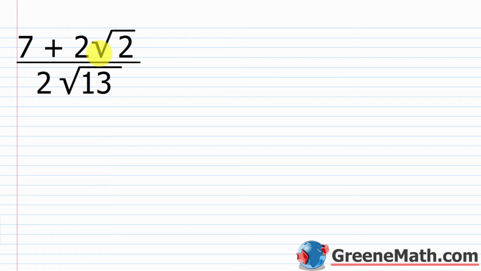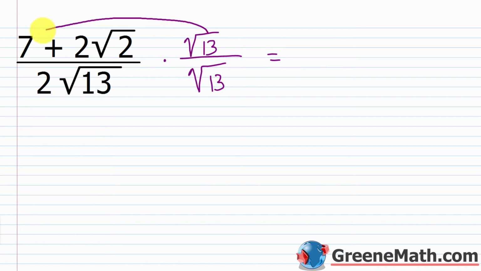Well, all I need to do is multiply the denominator here by the square root of 13. If I do that, I'm going to rationalize the denominator. But I've got to do it to the numerator as well. Now, pay close attention here. The main mistake that students make is they'll just multiply this by one of these terms. You've got to use the distributive property and multiply this by both terms that are in that numerator. So, in other words, I've got to have the square root of 13 multiplied by 7, and then plus the square root of 13 multiplied by 2 times the square root of 2.